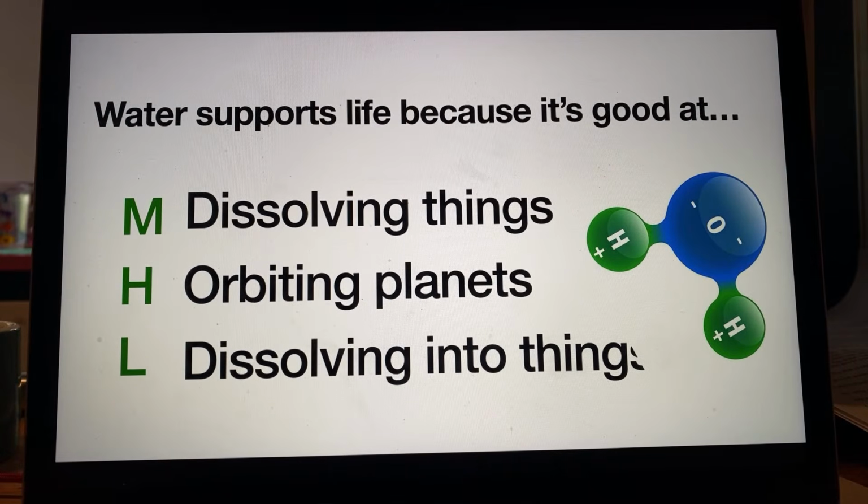Why is water good at supporting life? Is it good because it dissolves things? Write an M. Is it good because it orbits planets? Write an H. Is it good because it dissolves into things? Write an L. Next letter of our mystery word.